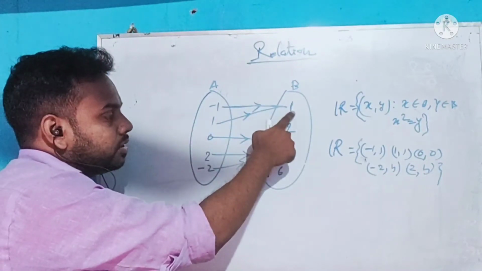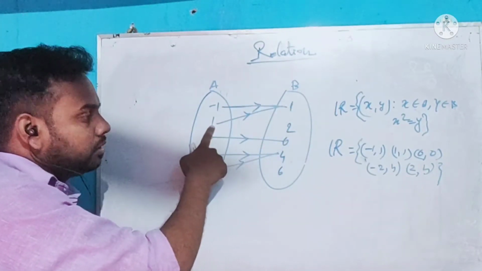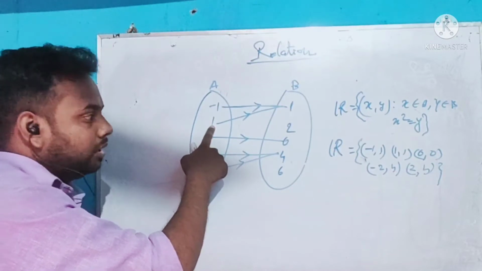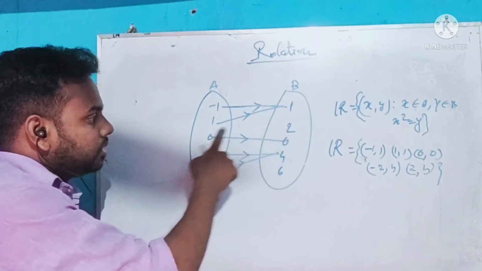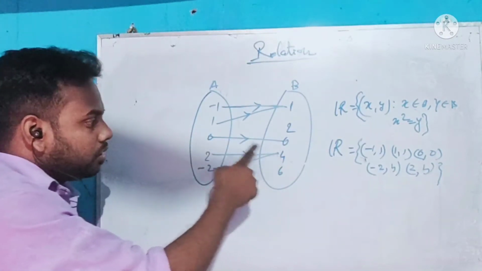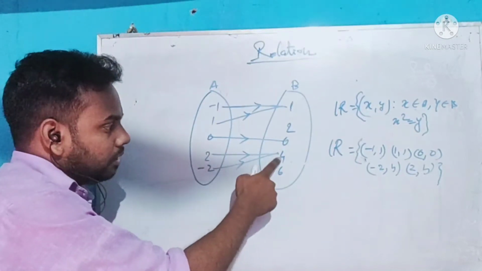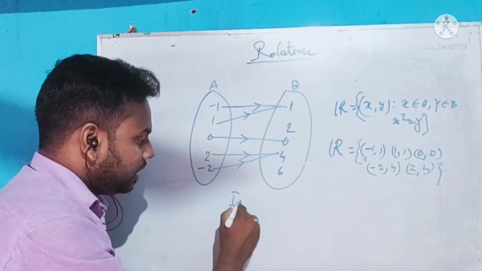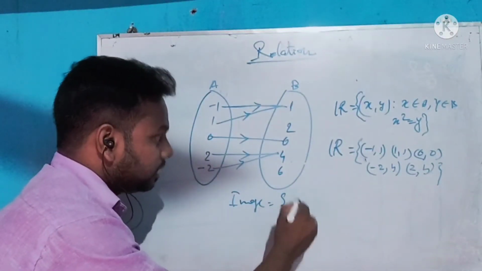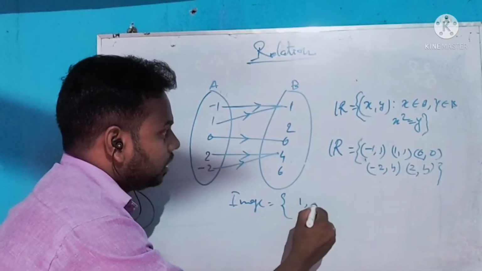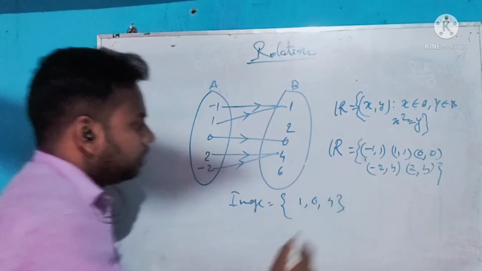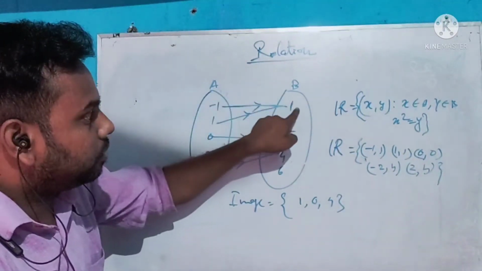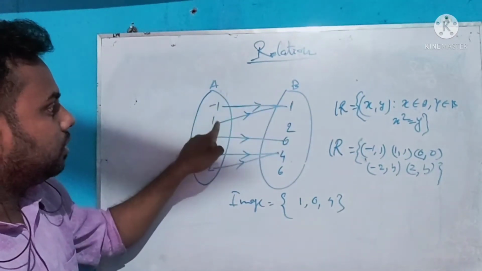Similarly, 1 is also called the image of this element. 0 is called the image of 0. 4 is called the image of 2, and 4 is also called the image of minus 2. So the image set we can represent as 1, 0 and 4, because 1 is the image of 1.